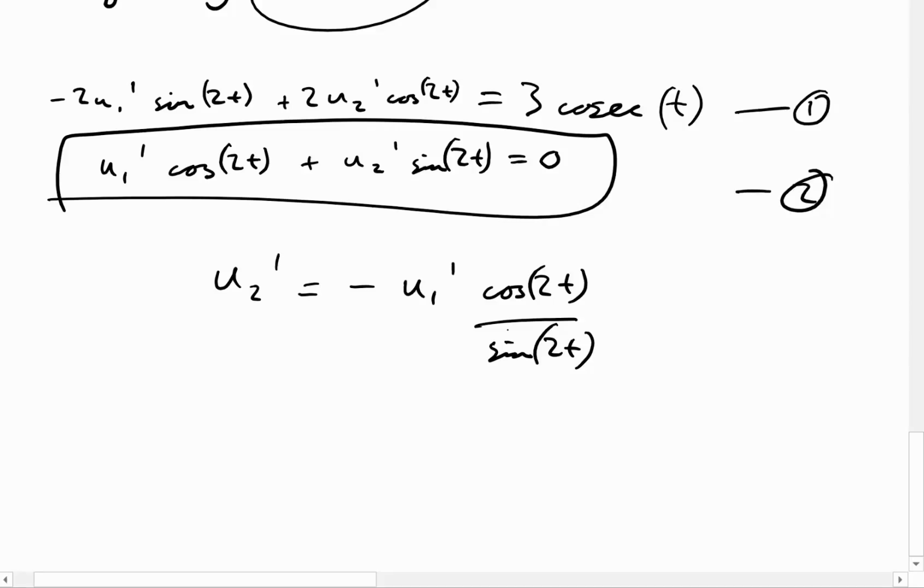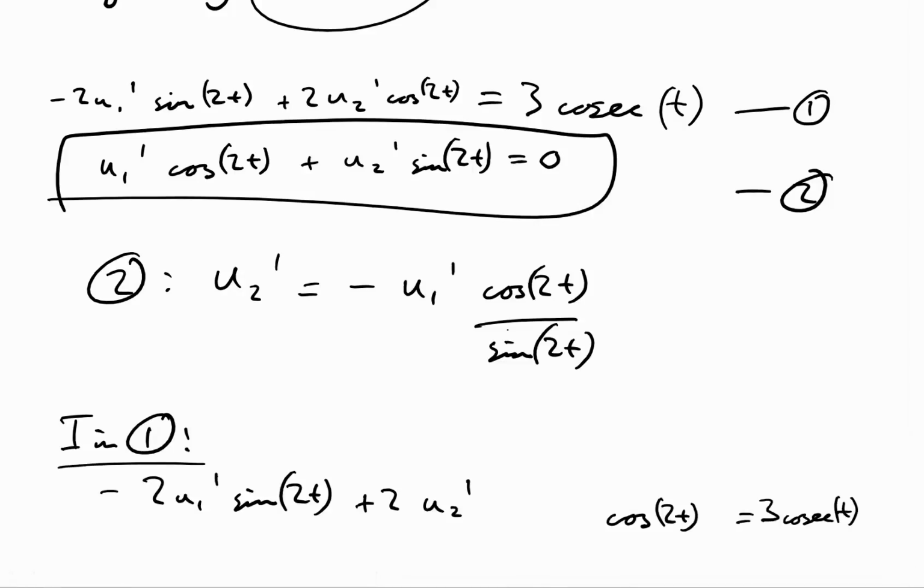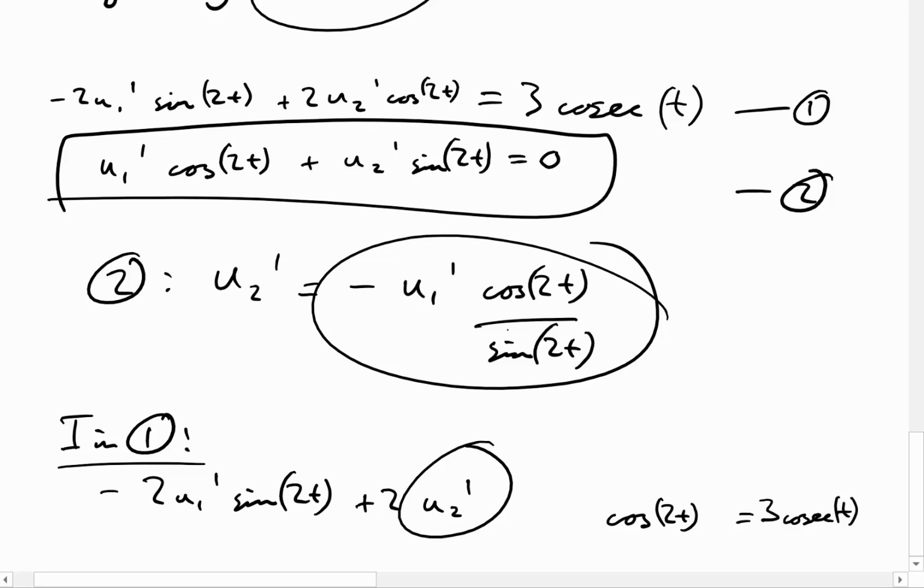Let's call that equation 1 and that equation 2. I've rearranged equation 2 to get this, and then I can make a substitution for this in equation 1. So what do I have in 1? Here was equation 1, which I've written out again so you can see it a little better. I'm going to make a substitution for u2 dash, which is going to be that.